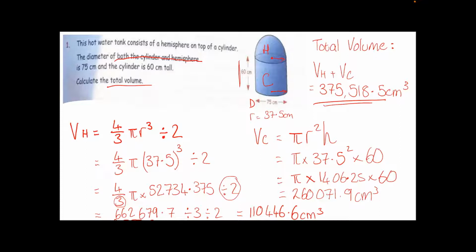Now remember, if you are using your 3.14 instead of pi, your answer will be ever so slightly smaller than mine. So if you are well out, then have a look and see where we've gone wrong. But if you're only slightly smaller and you've used 3.14, that is why.